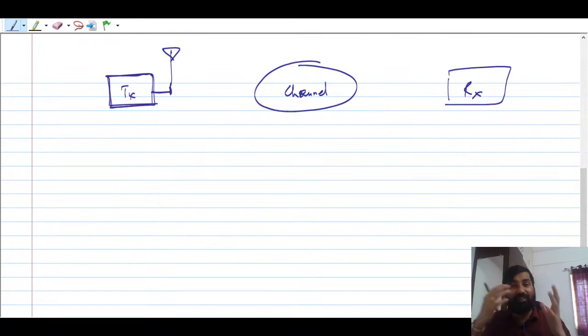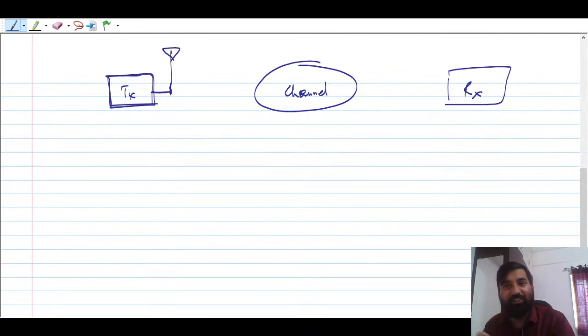According to the message signal, the carrier amplitude is going to vary, or the carrier frequency is going to vary according to the message signal. We will see all those things. This is very important. Please remember.